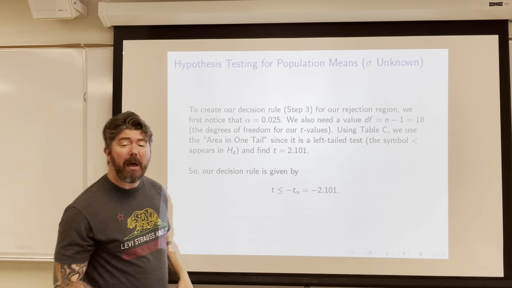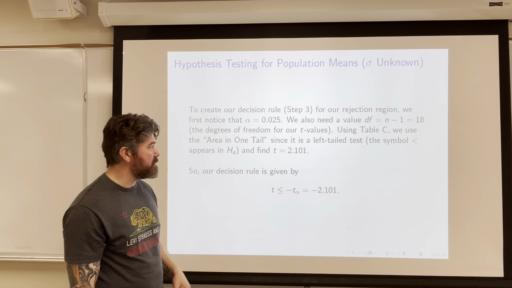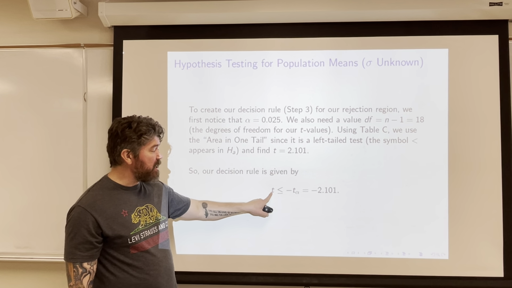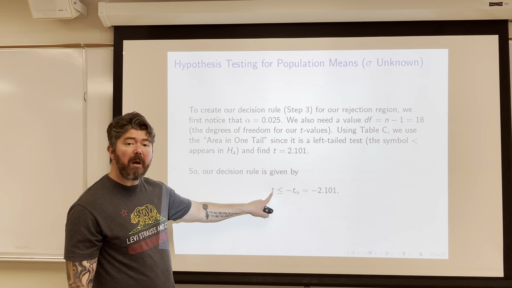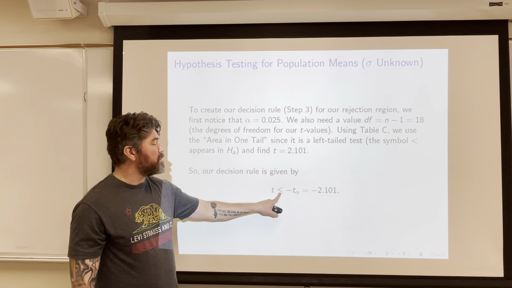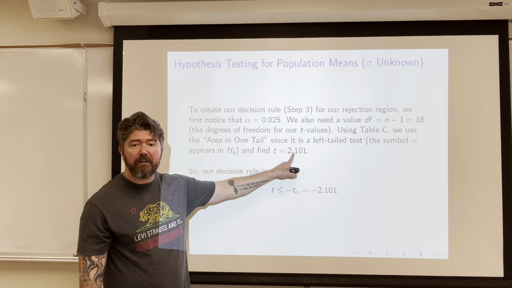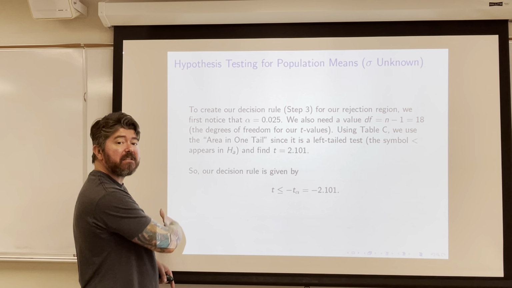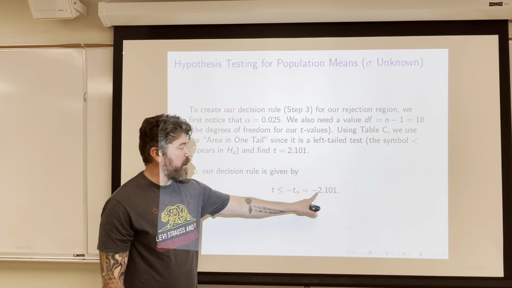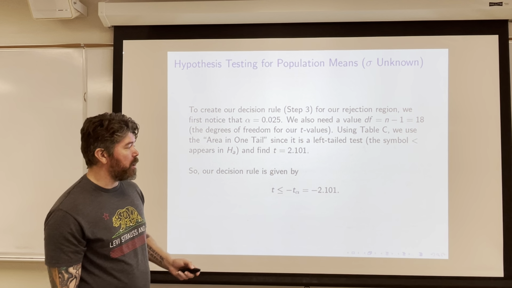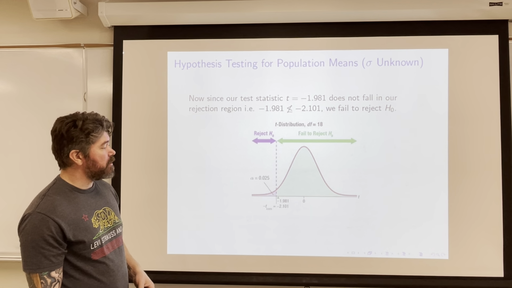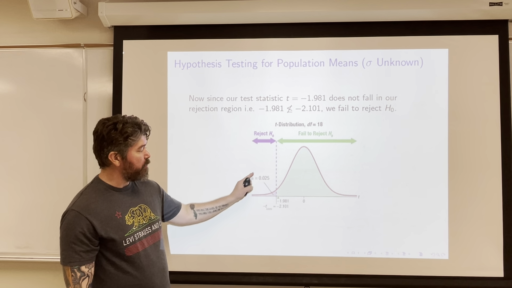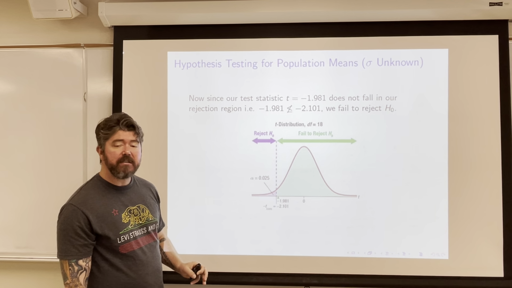Now, we have to remember that it's a left-tailed test. So our decision rule is that we will reject if t, our test statistic, remember we're using t values, is less than or equal to negative this value, because we want the boundary value on the left side. Left side are always negative values, right? So we make it negative 2.101, right? Here's a picture, right? Here's our boundary value, negative 2.101, and we're blocking off an area of 0.025.